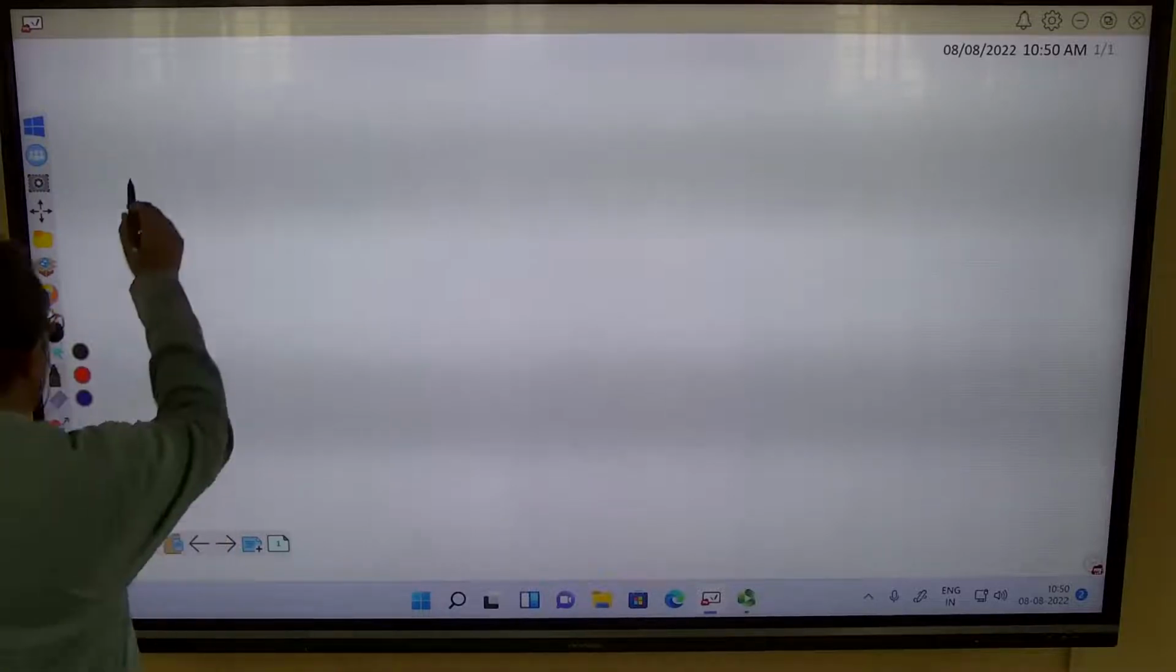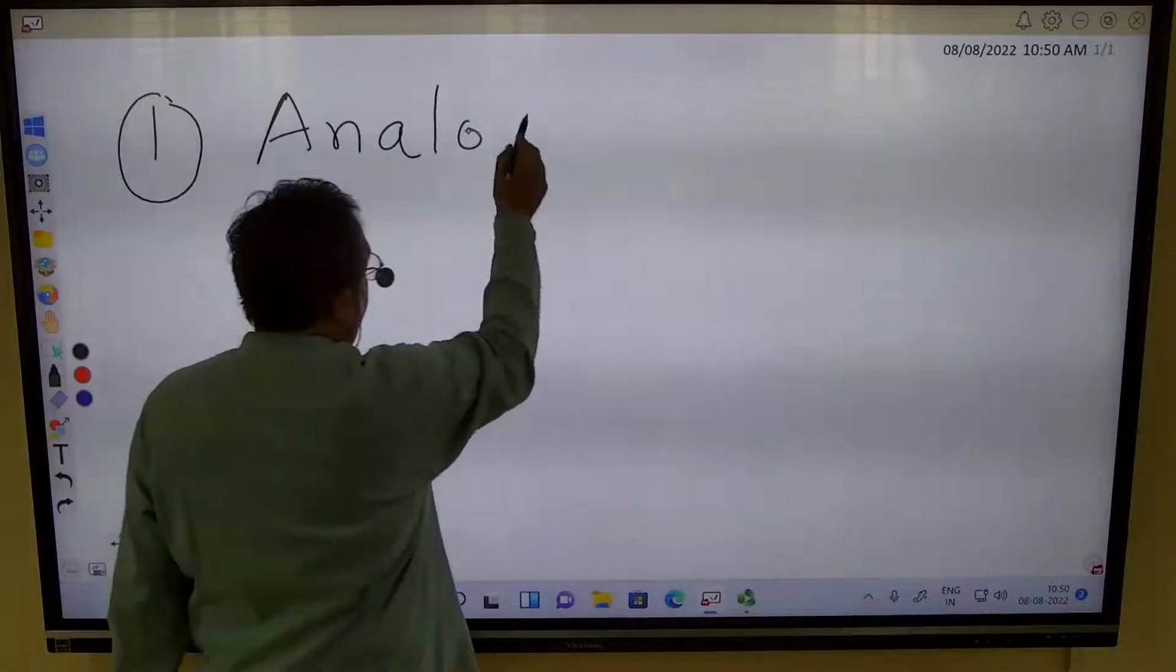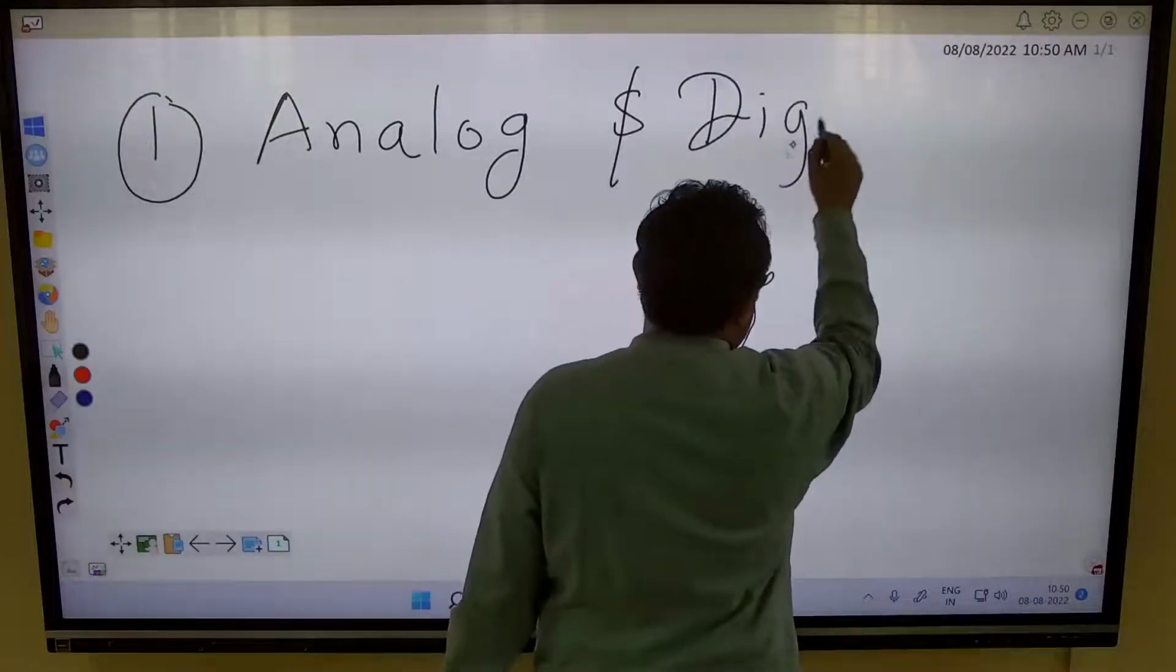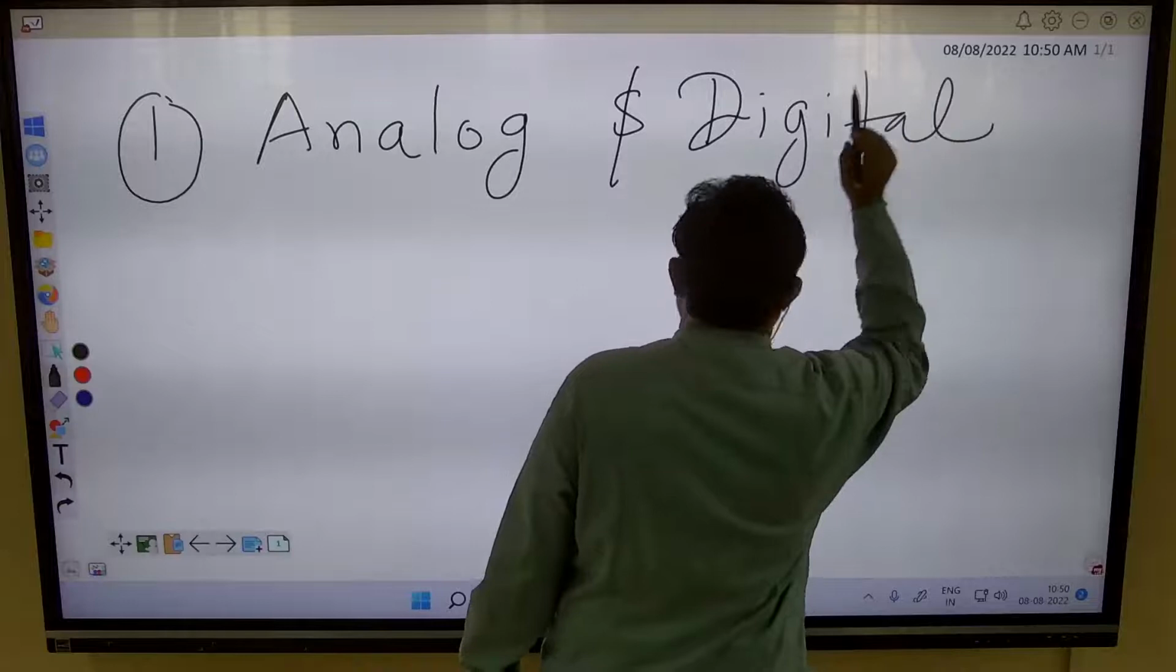So in the last class we were talking about some technical words. We have discussed active and passive, linear and non-linear, time invariant and time variant. Today we will take some more terms, and those terms are analog and digital.